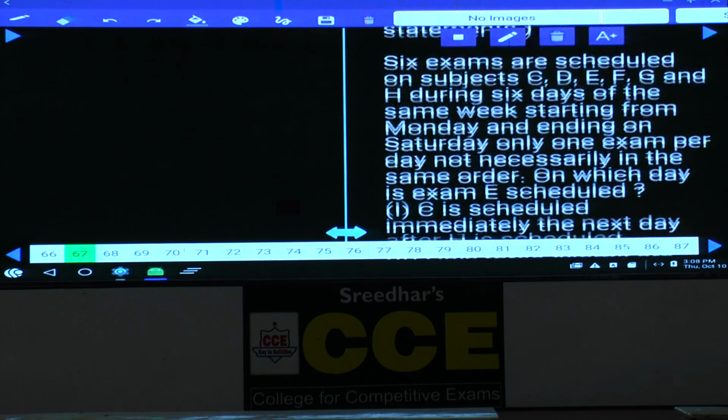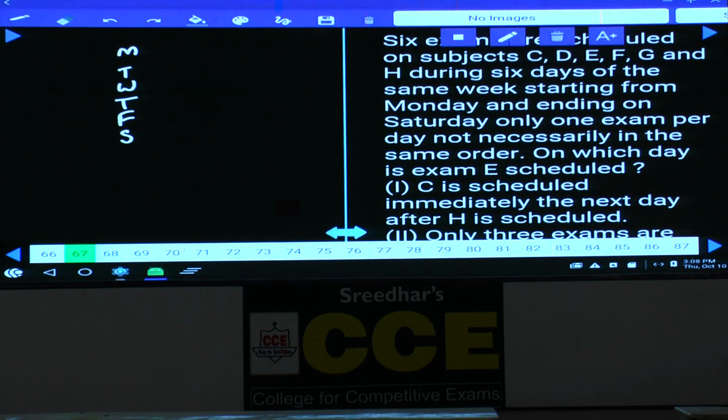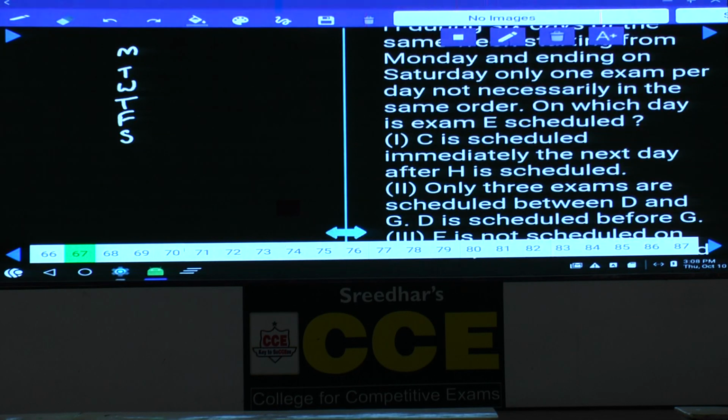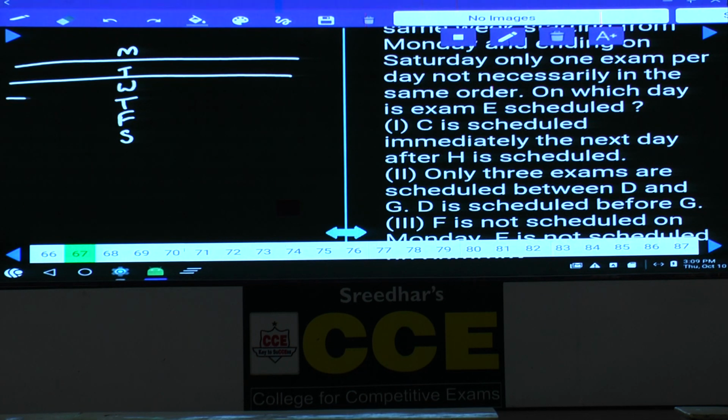Now in this 67, tell me what is the information we have. 6 exams are scheduled on subjects C, D, E, F, G and H during 6 days of the week, starting from Monday and ending on Saturday: Monday, Tuesday, Wednesday, Thursday, Friday and Saturday. And these are the 6. Now we need to identify on which day E was scheduled. Again, in order to identify this, tell me what statements are required here.